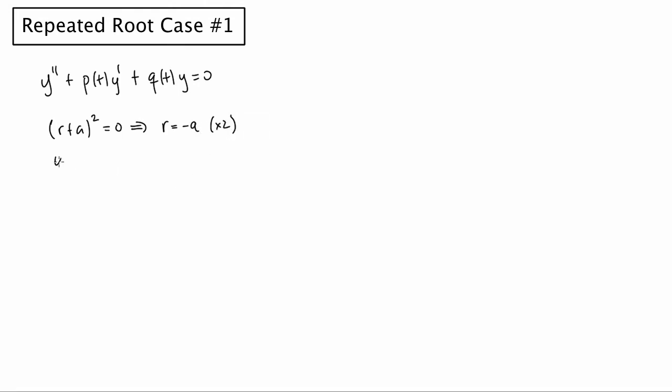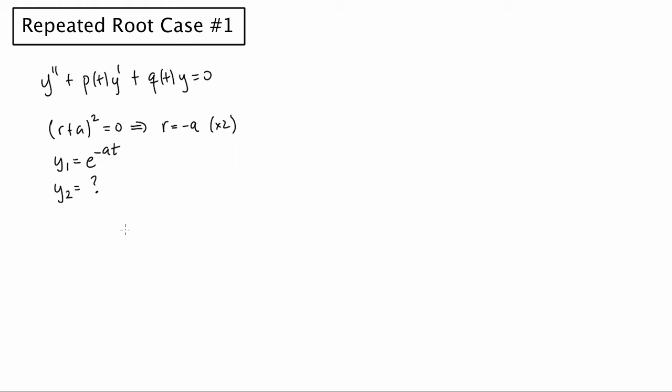And so we know from previous experience that one of the solutions will be one of the roots, but what will the second solution be? That second solution can't be the same as the first, or else they'd be linearly dependent, and we know we wouldn't be able to solve the IVP in that case.